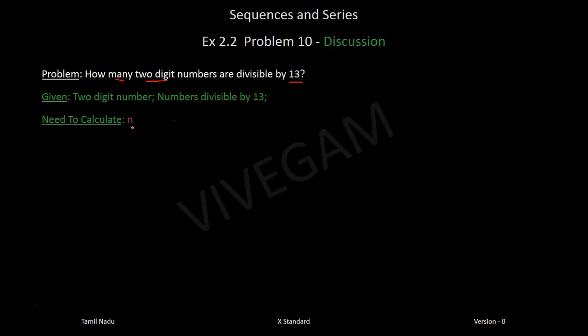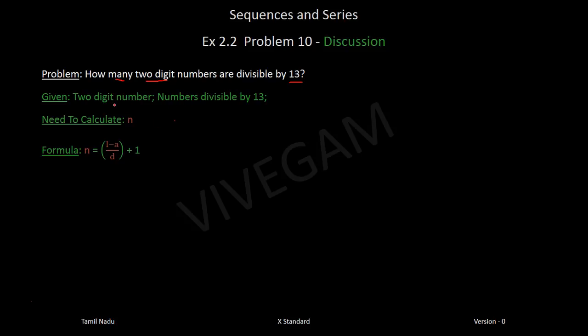Okay, let's write the formula. The number n is given by last term minus first term, divided by common difference, plus 1. You got it? But in this case, none of these things are known. We don't know the first term, we don't know the last term, we don't know the common difference. So we'll have to start using the given information to calculate all these things.